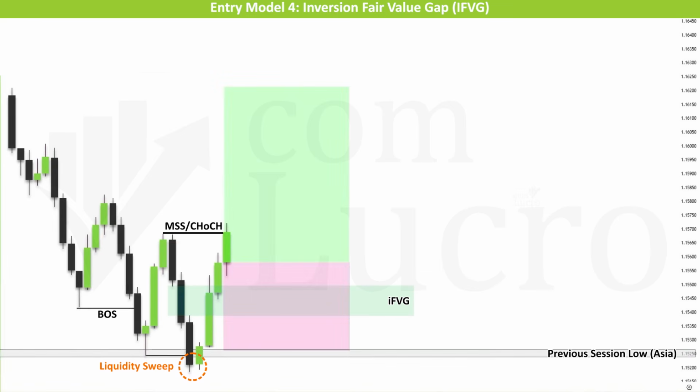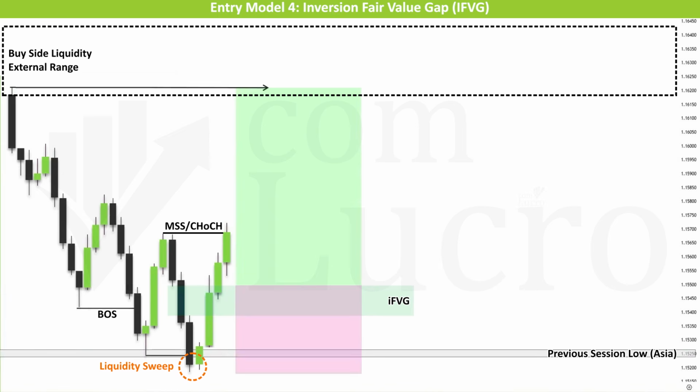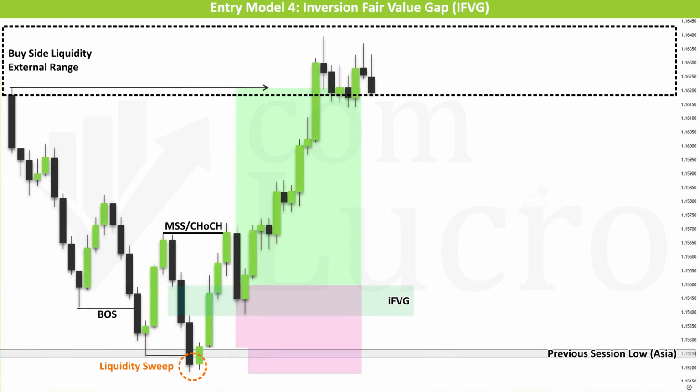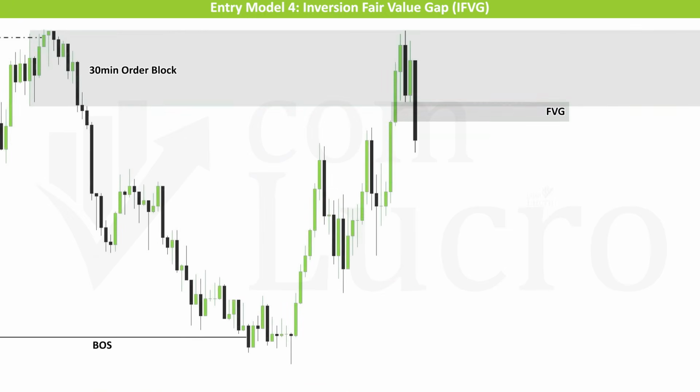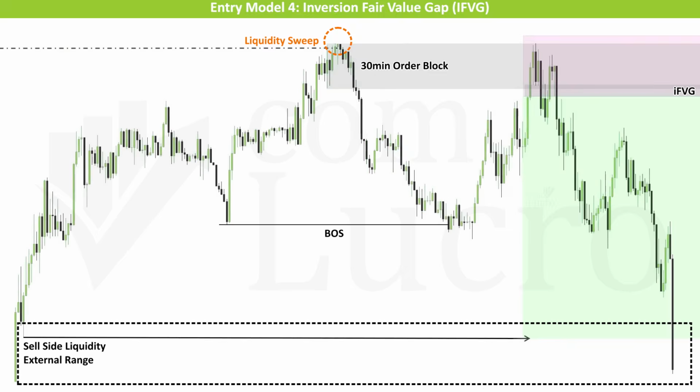When placing an entry using this model, you generally have two options. The first option is to enter immediately after the inversion fair value gap forms, placing your stop loss below the most recent swing low. The second option is to place a buy limit order at the highest point of the newly formed IFVG and wait for price to retrace into it. For the take profit, you can target the nearest buy-side liquidity on the current timeframe, or aim for a key level on the higher timeframe. The exact opposite logic applies in a bearish scenario.